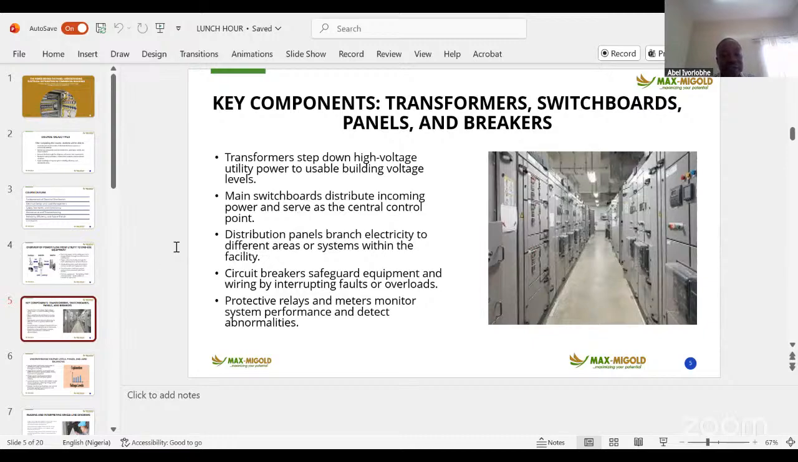We have the protective relay and master monitor system. They perform and detect abnormalities. Whether you are there or you are not there, they function. So they are embedded in your installation so that they can protect the equipment of what the stakeholder have invested in and the people who interact with this building, with this facility. So that's the function of a circuit breaker.